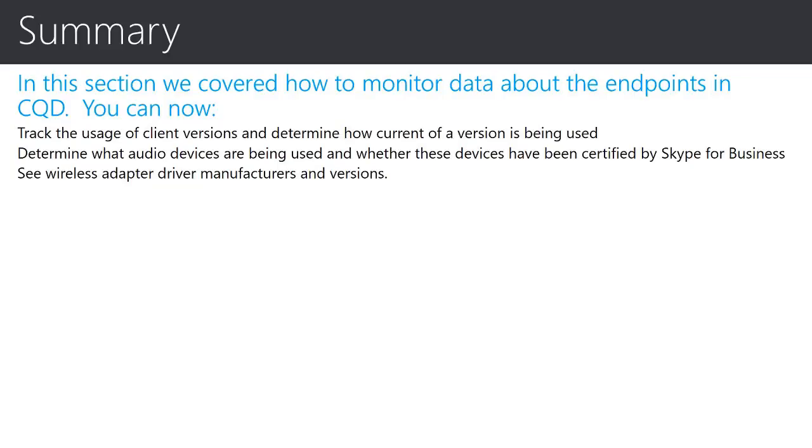In this section, we have learned three types of data we can monitor about the media endpoint in CQD. From this, you can now make sure client applications are staying current, track what audio devices are being used and whether they are Skype for Business certified. And lastly, track wireless adapter driver versions being used in your environment.